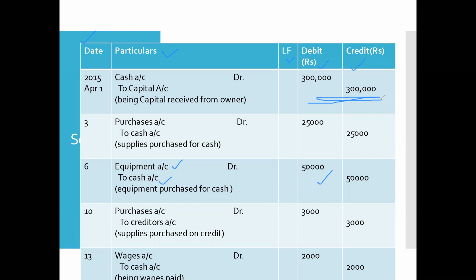Now 10th transaction is goods purchased on credit. Now again, something is being purchased, so purchase account debit to. Now here, goods have been purchased on credit basis, so to creditors 3,000. On 13, payment of wages for 2,000. So what is wages? Wages has been paid. That means wages is an expense. So debit all expenses. So wages account to cash account, that is for 2,000.